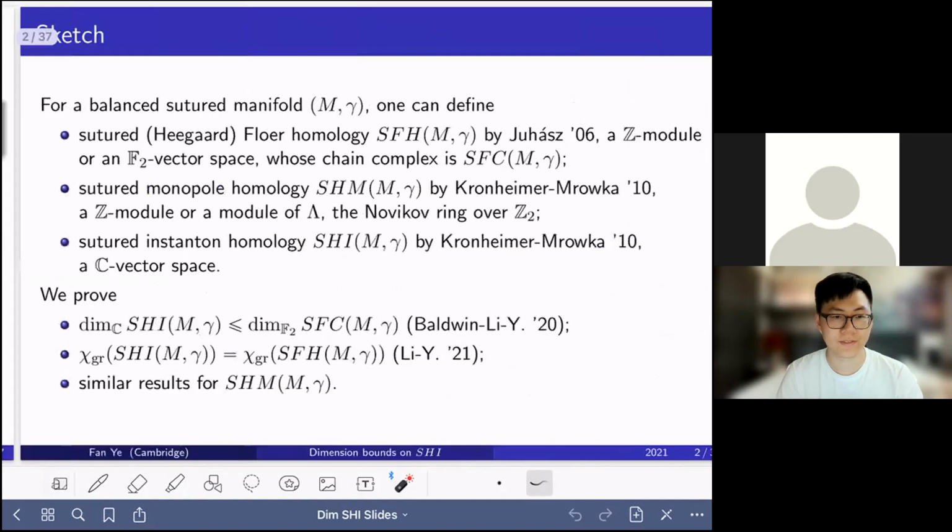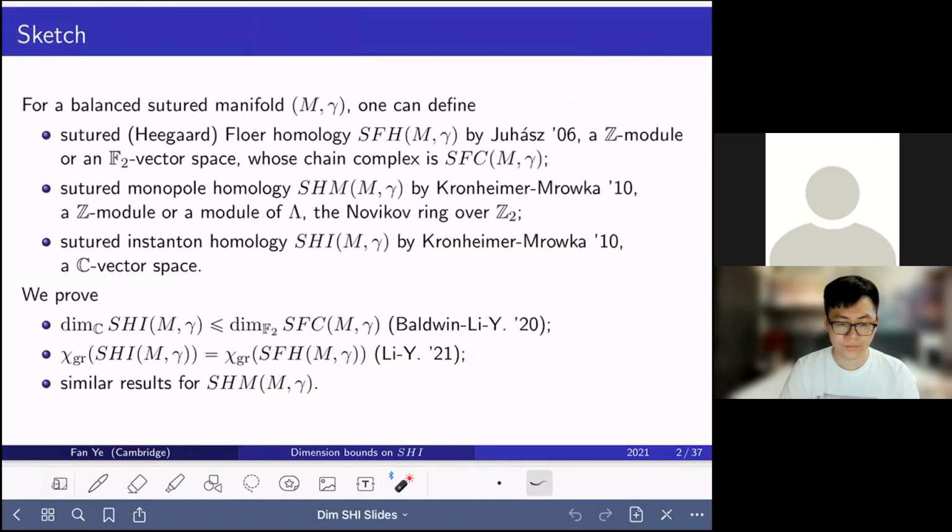So at first, let's have a sketch for the talk. For a balanced suture manifold M gamma, one can define many suture Floer homologies. Say, for example, suture Heegaard Floer homology, SFH. This is a Z module or an F2 vector space, and the chain complex is denoted by SFC. And also suture monopole Floer homology, SHM. This is a Z module or a module over lambda, which is a Novikov ring over Z2. And also suture instanton homology, SHI. This is a C vector space.